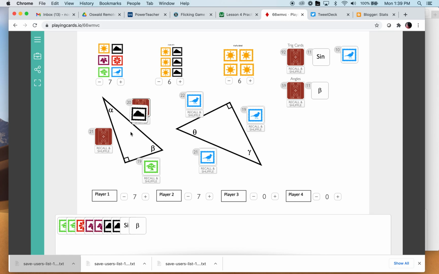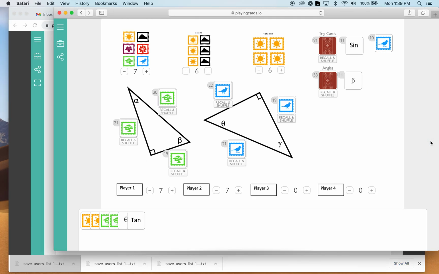So that's another thing students start to see. Well, if I got tangent theta, then I get these 2 cards that I need. So they start thinking ahead like that. Oh, interesting. Look at what happened here. All green, all blue. All right, player 2, and then we'll stop.